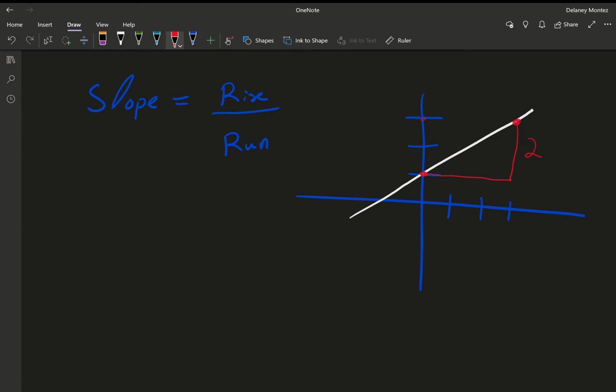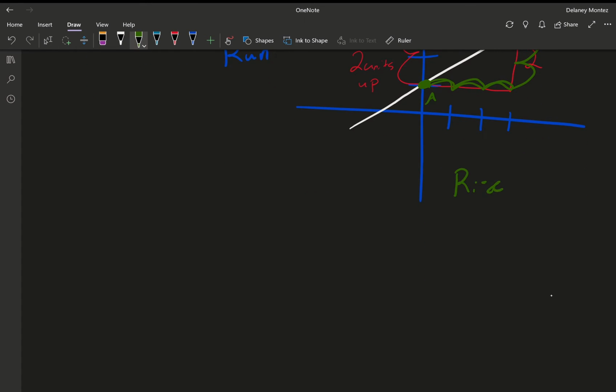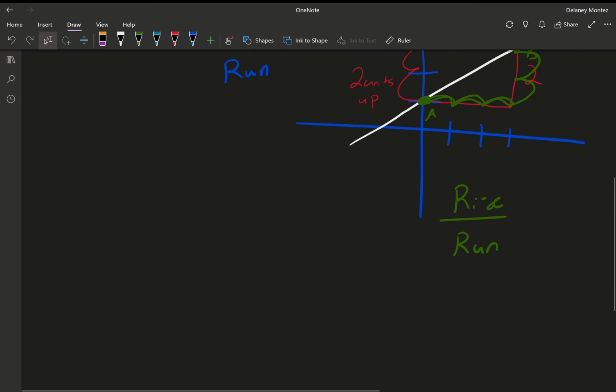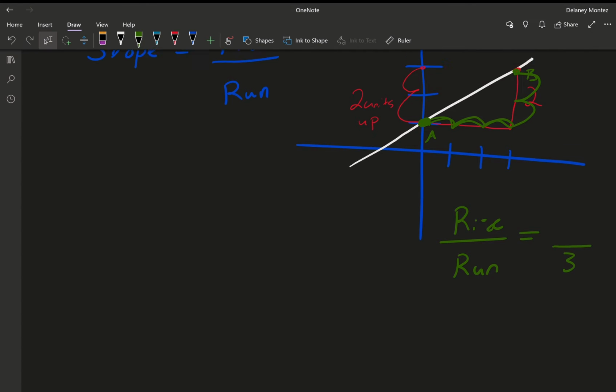There's 2 units, we go 1, 2, so there's 2 units up. Now let's look at the run. We start here, we go over 1, 2, 3. So for every 3 units we go to the right, we go 2 up. So to get from this point, call it point A, to this point, point B, I need to go over 1, 2, 3, and then up 1, 2. The slope is just your rise over your run to get from point to point.